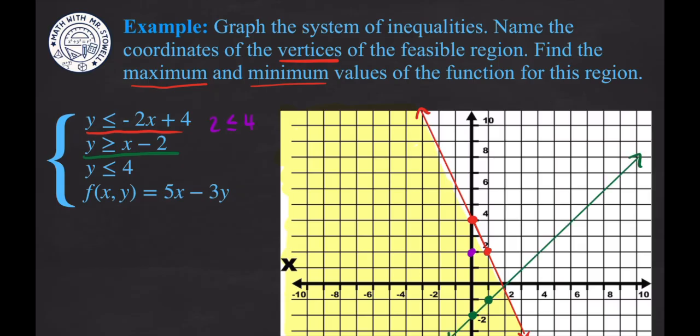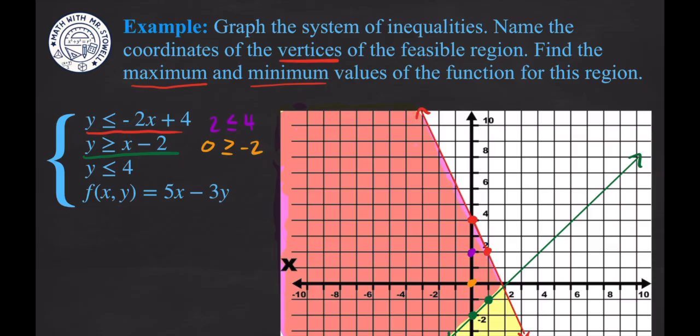In order to know which way to shade, we just choose a point. Let's just choose 0, comma 0. That's an easy point. So 0 is bigger than or equal to negative 2. That is true, so we shade towards that region. And lastly, to graph this inequality y is less than or equal to 4, we know that this is going to be a horizontal line at 4 because we have no x value. Choose a point for y that's smaller than it. We know that 0 is smaller than 4, so we shade towards 0.